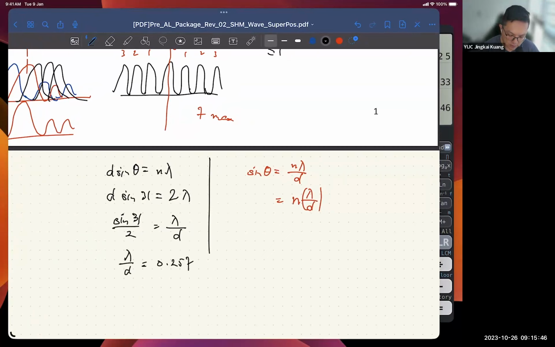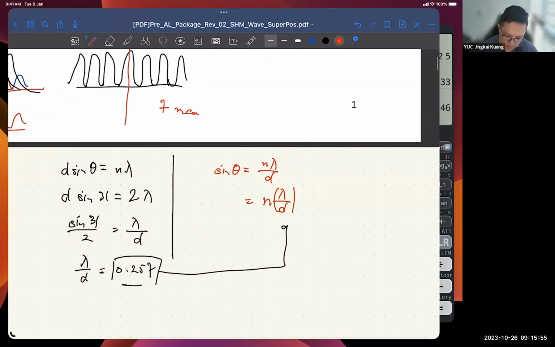Okay, I'm going to take this number and plug it into this side here. Then I realize this will become n times 0.257, which means the largest number n can take is 3. It cannot be larger than 3.